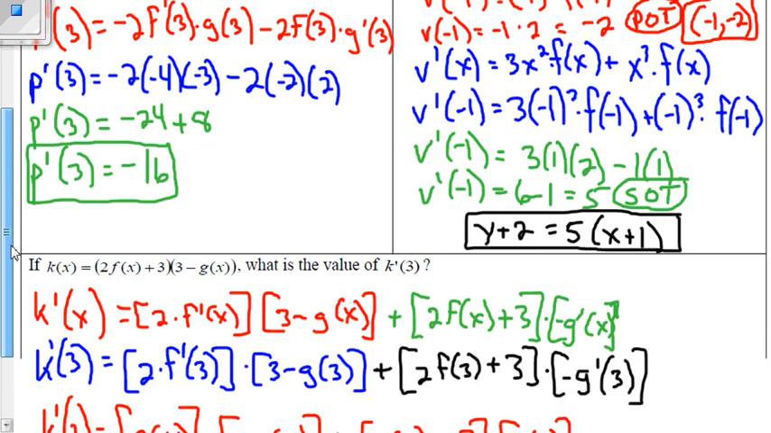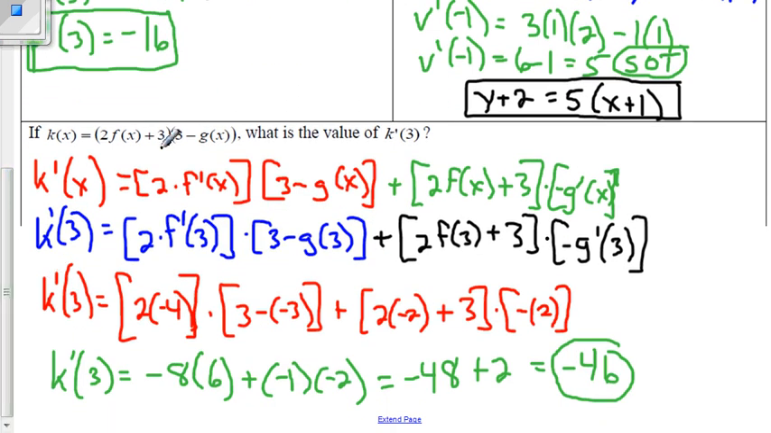Last problem here. Product rule again. So first use the product rule. Derivative of the first times the second plus the first times the derivative of the second. Then we're going to let x equal 3. We go through and substitute that in. Now we use our data table. We find all these values. Then we simplify.